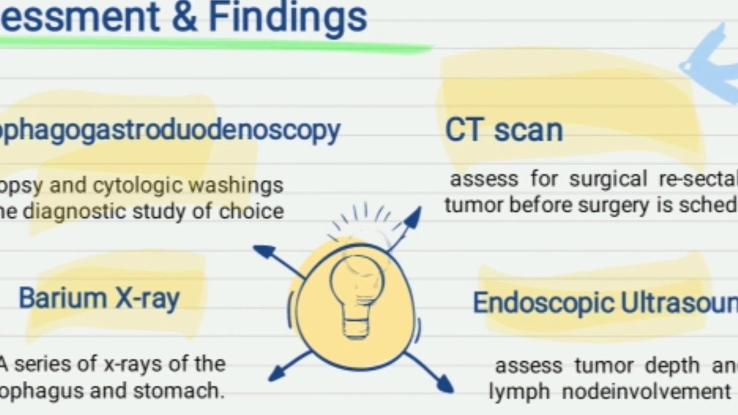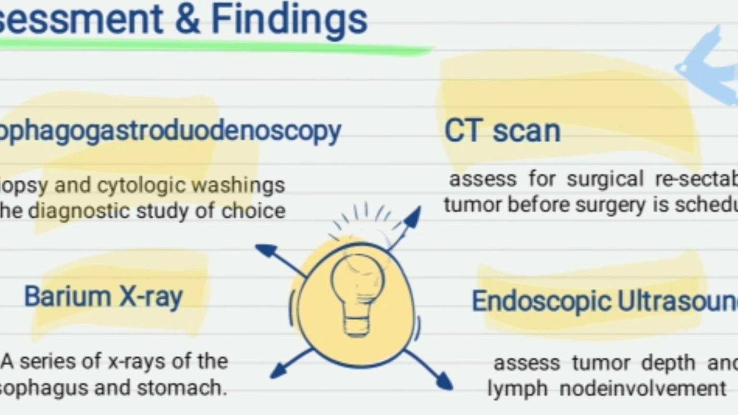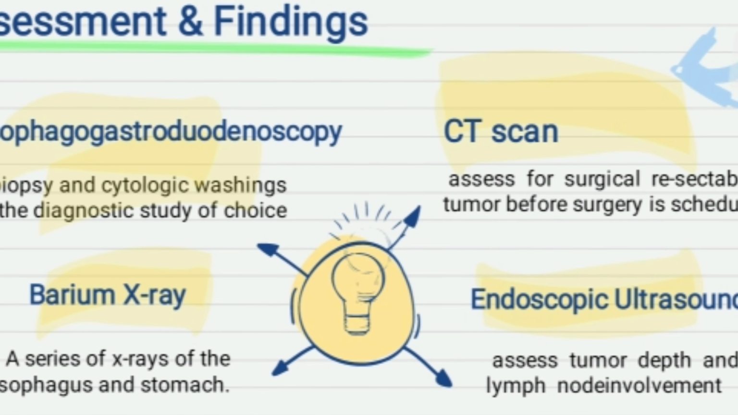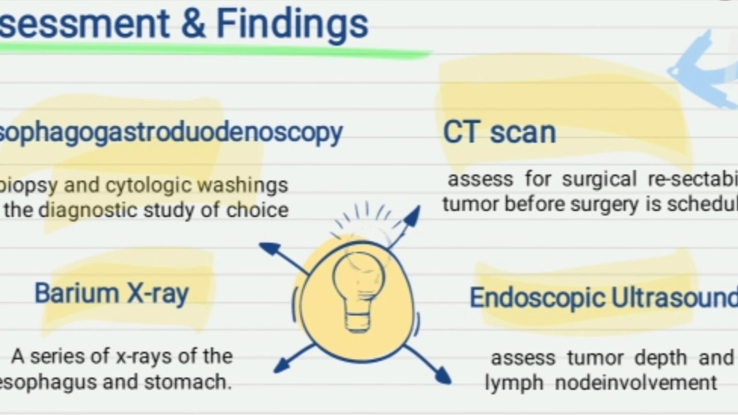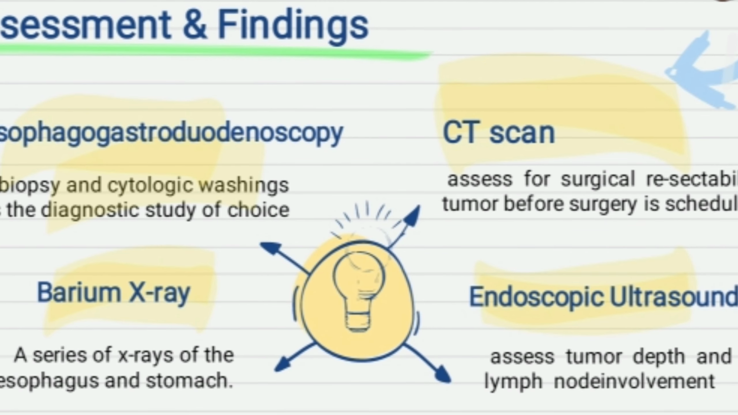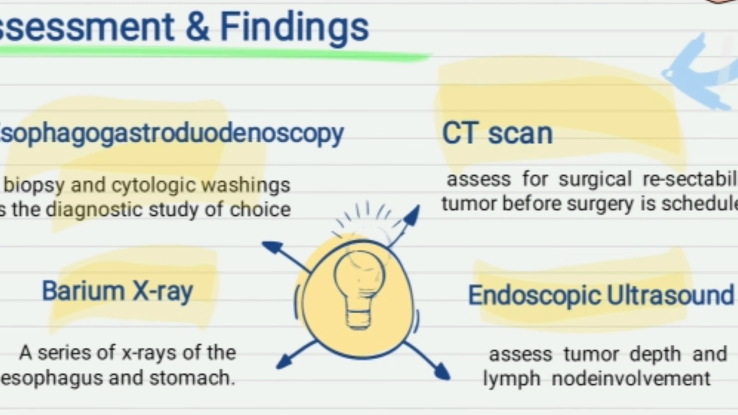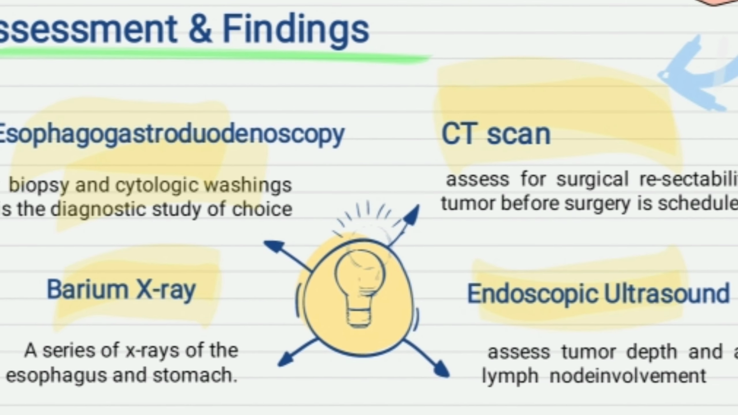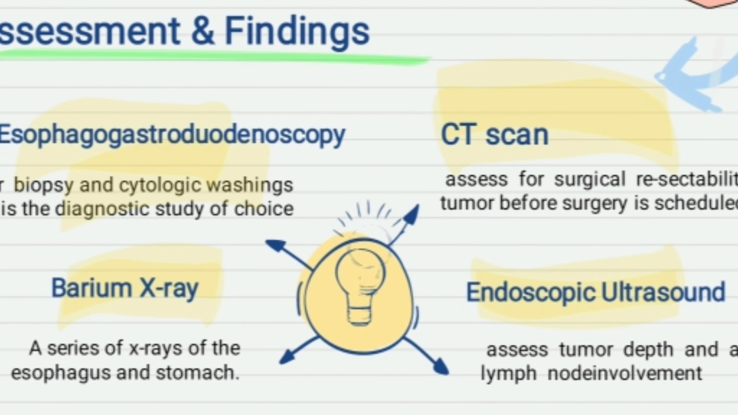So, the physical examination is usually not helpful in detecting the cancer because most early gastric tumors are not palpable. So, these four assessment and diagnostic findings can help to assess gastric cancer. First is the esophagogastroduodenoscopy, for biopsy and cytologic washings, which is the diagnostic study of choice.